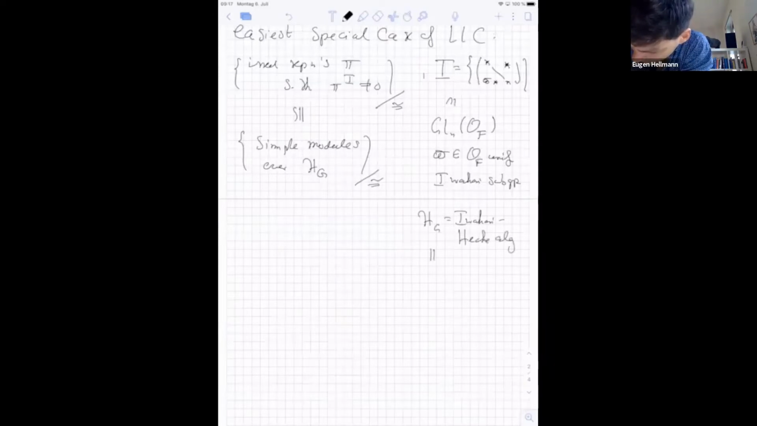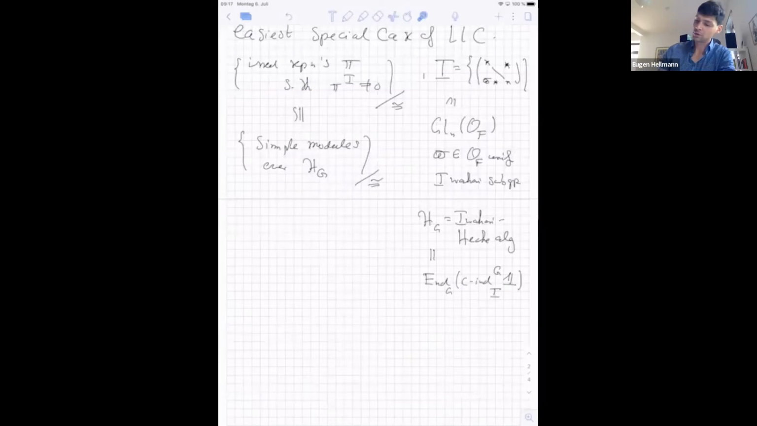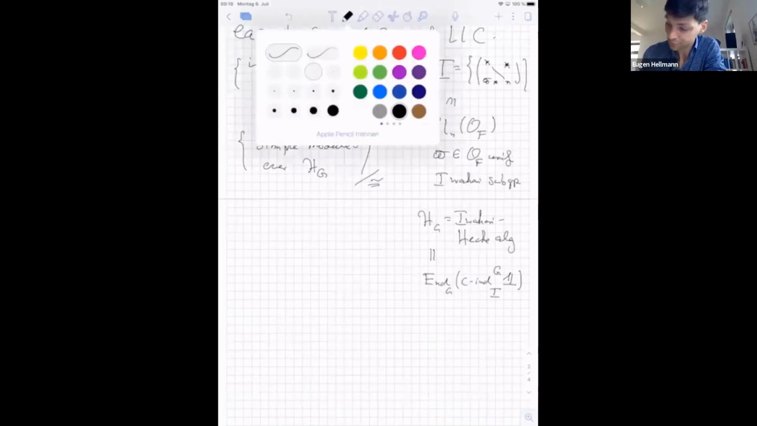And in my notations, to really define what it is, it's the endomorphism ring of the compact induction of the trivial representation from the Iwahori to all of G. So you have this huge representation, which comes by induction from I. You take its endomorphism ring, and you get an algebra. And the simple modules over this algebra are in bijection with the irreducible representations which have a non-zero fixed vector under I.